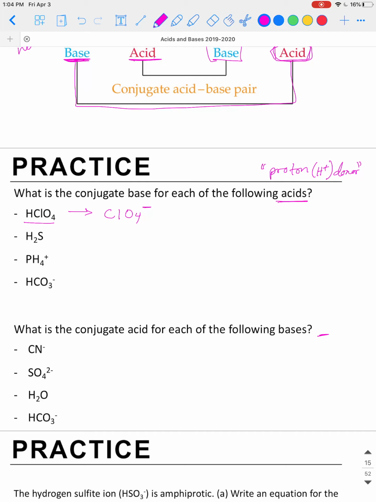So ClO4, and it's going to have a minus charge. Why is it going to have a minus charge? Well, if it started off neutral and it gives away a hydrogen, which carries a +1 charge, then what's left is going to have a minus charge. So ClO4, and it's very important that we don't forget the minus. It's not a complete answer. It's an incorrect answer unless you include the appropriate charge. So there's the conjugate base, ClO4 minus, for our acid HClO4.